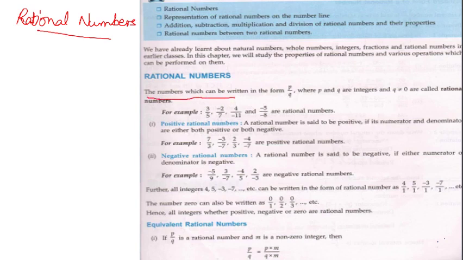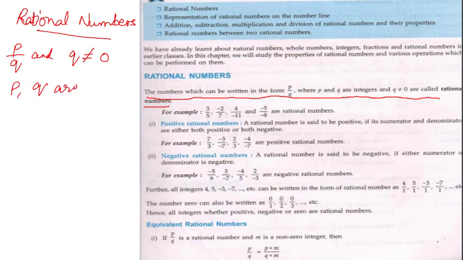The numbers which can be written in the form of p by q, where p and q are integers and q is not equal to 0, are called rational numbers. So they can be written in the form of p by q, and q should not be equal to 0, where p and q are integers. I will request you all to write all these definitions in your classwork copies before you do the exercises. So the definition of a rational number should be very clear to you.